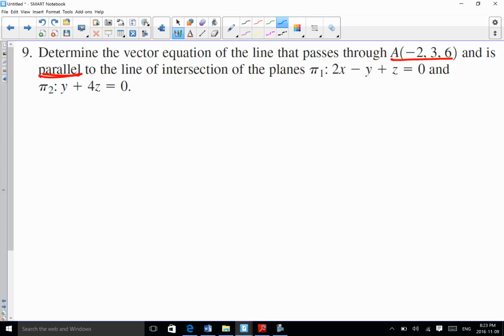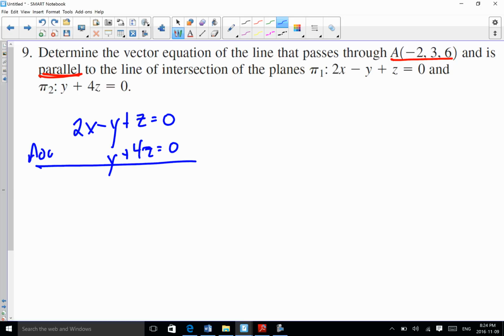So my two equations are plane number 1, 2x minus y plus z is 0. And underneath it, I got y plus 4z is 0. So right off the bat, I notice that I can kind of eliminate my y's. I can add them together. Notice there's no x's, right? So I didn't even put the x in there. But when I do add them, I end up with 2x, no y's, 5z's equals 0. It's about as far as I can go with that.